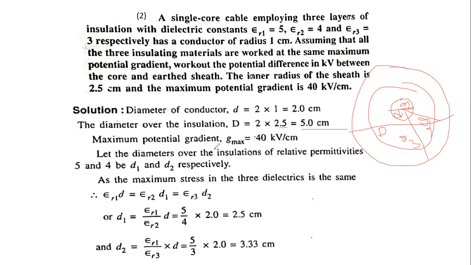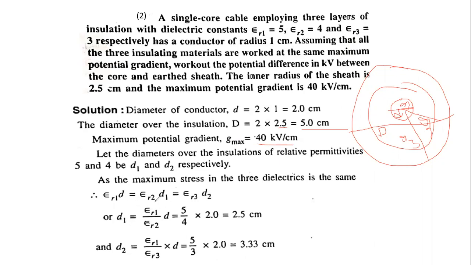Next we obtain the maximum potential gradient, that is 40 kilovolts. Let the diameters over the insulation of relative permittivity epsilon R1 and epsilon R2 be D1 and D2 respectively. Therefore, the relation is, as the maximum stress in the 3 dielectrics is the same, epsilon R1 d is equal to epsilon R2 D1 is equal to epsilon R3 D2.